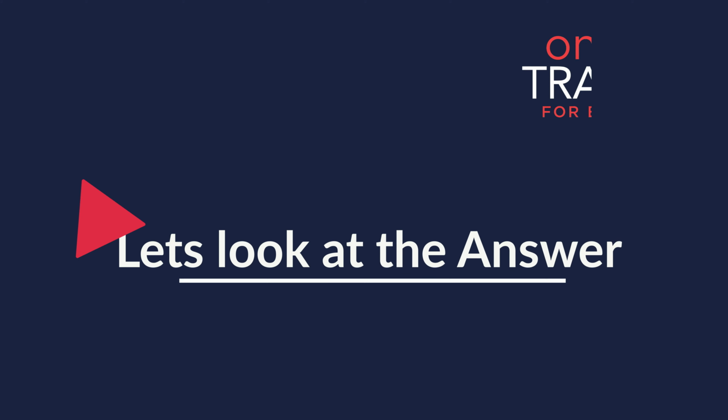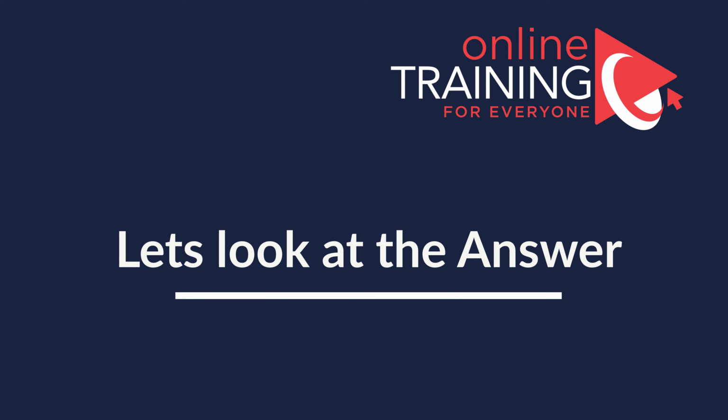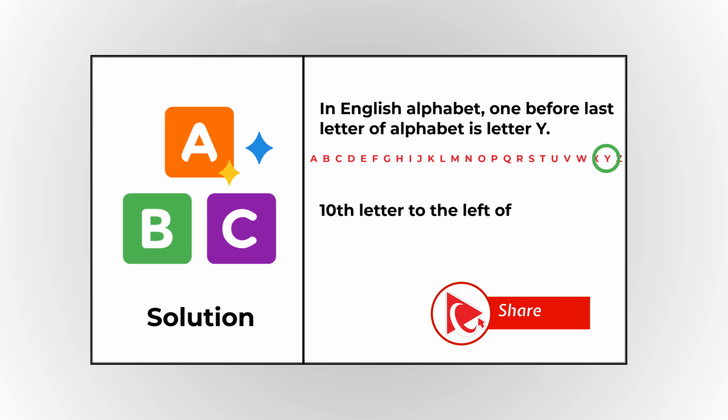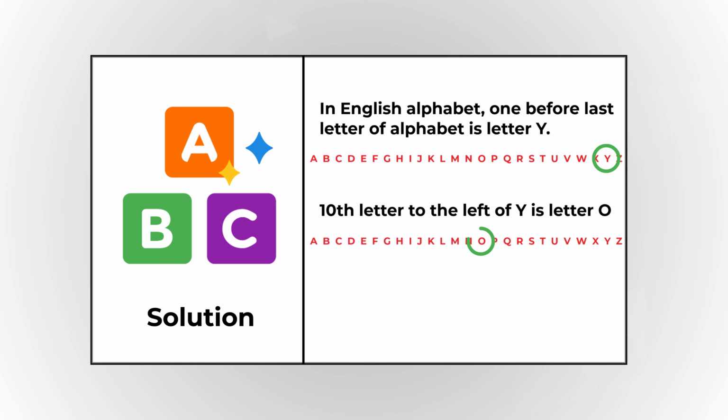As you might be well aware, in English alphabet there are 26 letters, and the letter one before last is letter Y. 10th letter to the left of the letter Y would be letter O. Let me demonstrate it to you. If I am currently at the letter Y, let's count 10 letters to the left of the letter Y. It would be 1, 2, 3, 4, 5, 6, 7, 8, 9, and 10. You see, I ended up on the letter O.